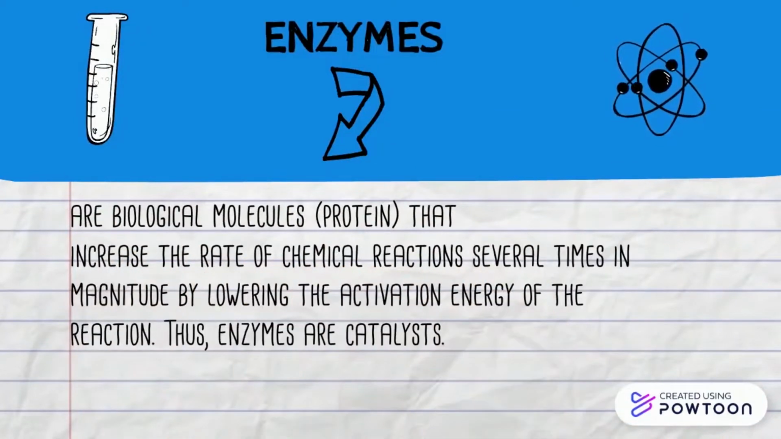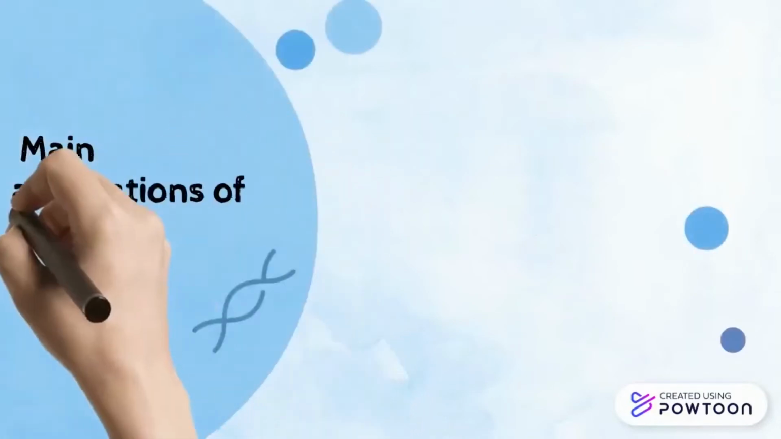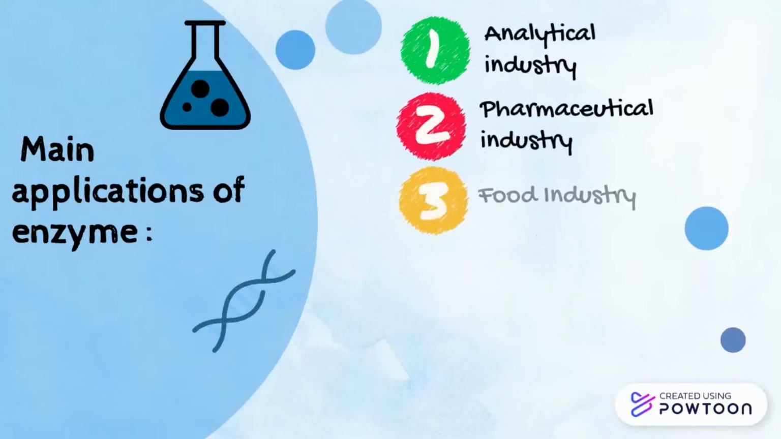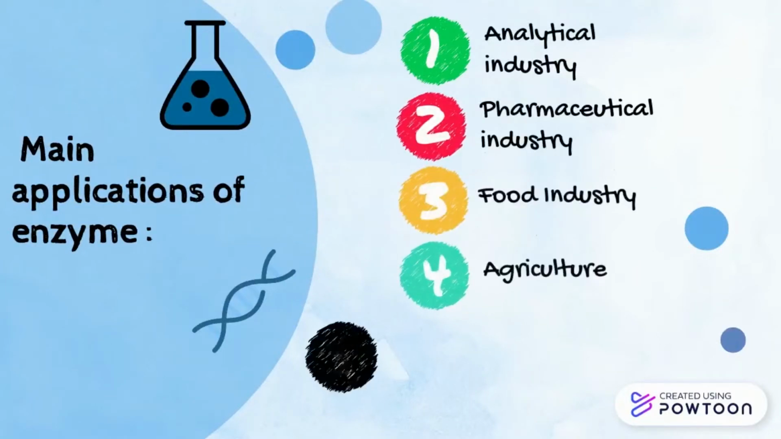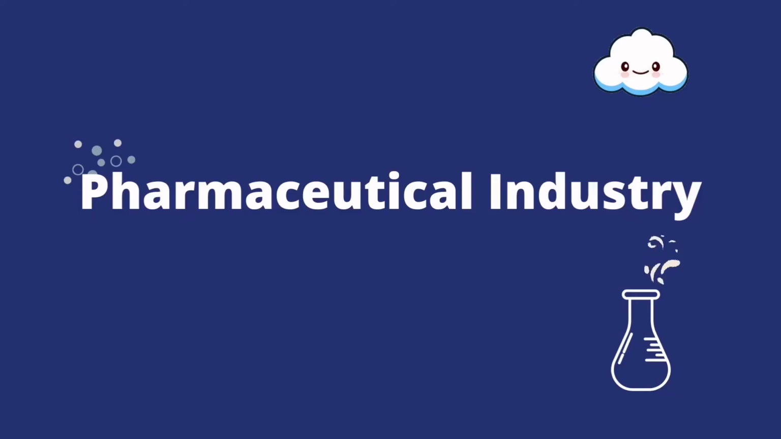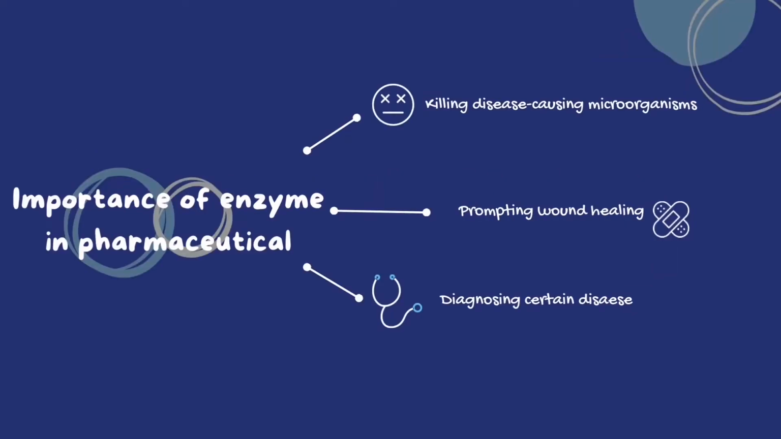Therefore, enzymes are catalysts. We will be talking about 5 main applications of enzymes in this video, such as analytical industry, food industry, pharmaceutical industry, agriculture, and others. In the pharmaceutical industry, enzymes are useful to help in discover, develop, and produce, such as killing disease-causing microorganisms, promoting wound healing, and diagnosing certain diseases.